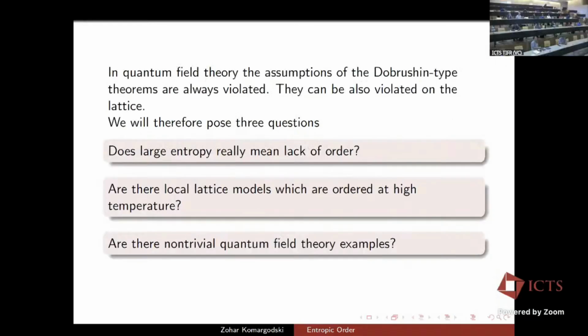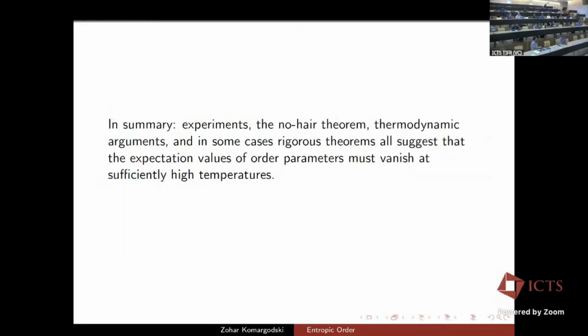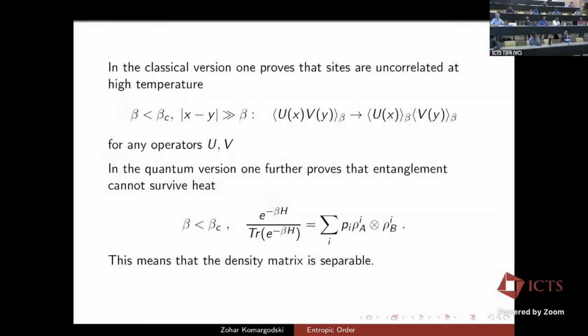Can I ask a question? Sure. So the Dobrushin theorem that you mentioned, the quantum version does not imply that there's no order, right? Because you can have a separable state which is still ordered, classically ordered. Yes, you're 100% right. This formula on its own does not imply that there is no order, because there could be classical order.